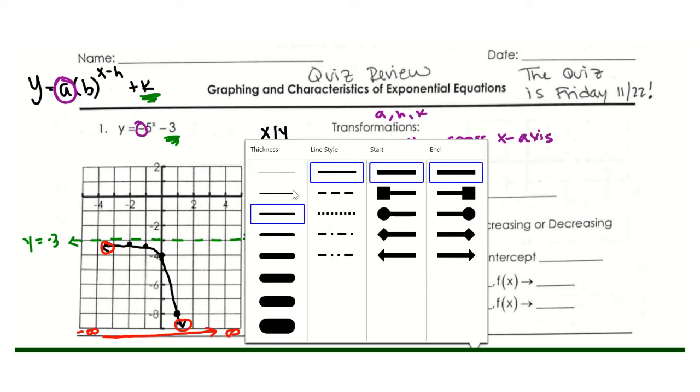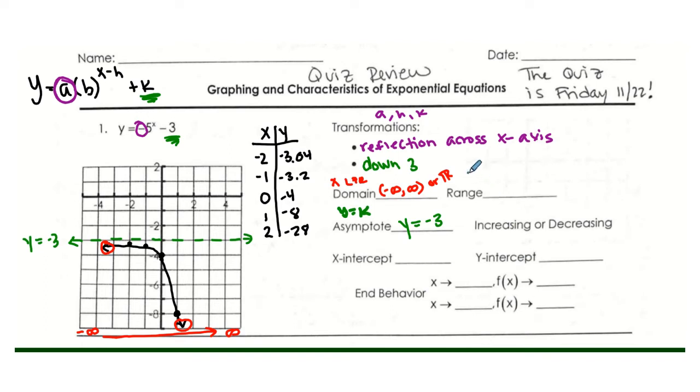Your range is your y values from the bottom of your graph to the top of your graph. My graph is going down forever, so that's going to negative infinity. The top of my graph is my asymptote, so that's going from negative infinity to -3. I could also write this as an inequality. See here how my curve is below my asymptote? So everything is less than my asymptote. So I'm going to have y is less than negative 3.